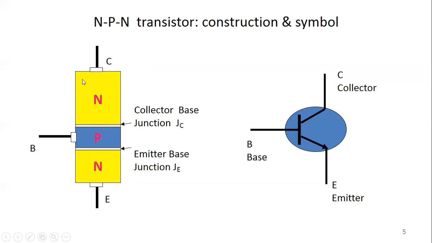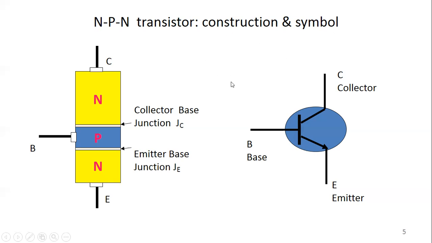So that's why, to collect the maximum number of charges, the collector size is made large as compared to the emitter, and the base width is made very small, so that only 0.01% of the charges emitted by the emitter should recombine at this base region, and the remaining charges should flow toward this collector region. So this is the construction and symbol of this particular device.